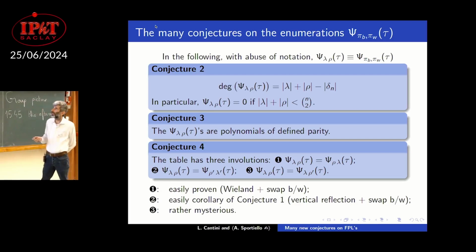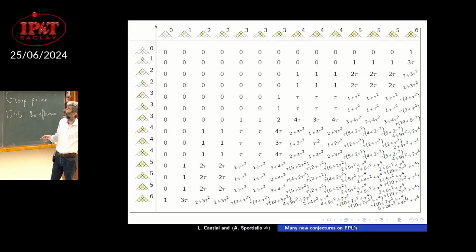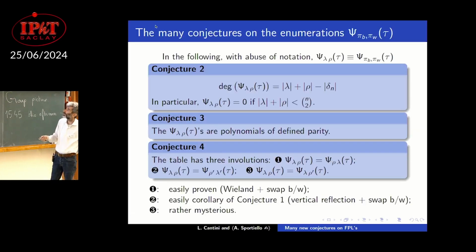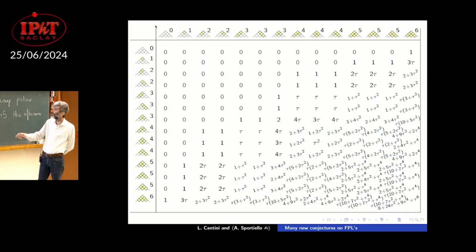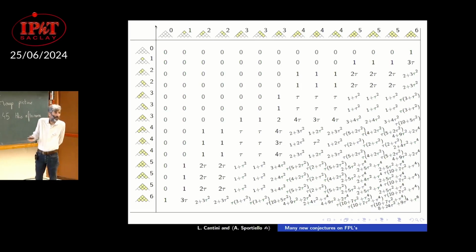Second conjecture, after the first one of the 1 plus y to the n: the degrees of these polynomials in tau are very simple. They are just the sum of the degrees here minus the degree of delta n. In particular, you have zeros if those degrees are predicted to be negative. Then the enumerations have defined parity. Not clear. The number of loops, the loops could be anywhere.